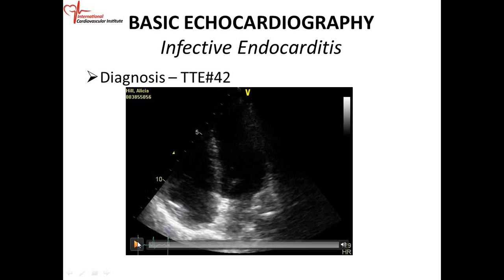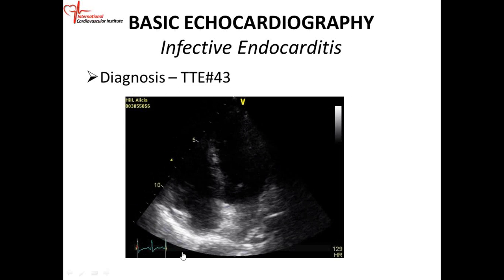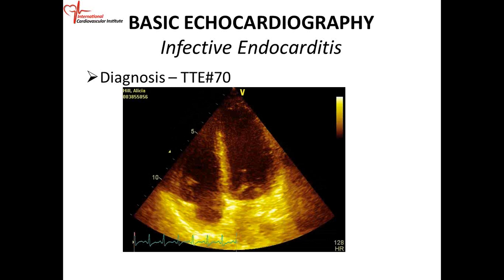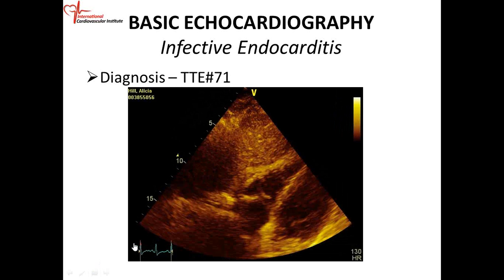So you have to get multiple views, looking to see what's going on. And you may even need to get a transesophageal echo, because the transesophageal echo is going to have much better spatial resolution, so you can see clearly. And not only that, but if the patient has complications of the infective endocarditis, such as abscess or fistula, you can also see that on the transesophageal echo. Okay, so it's very important.